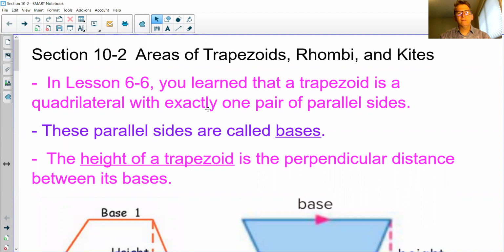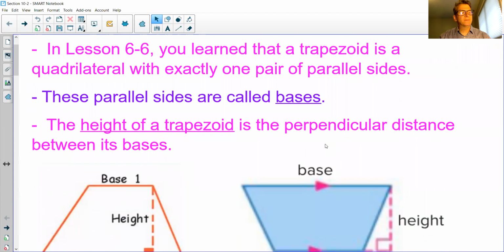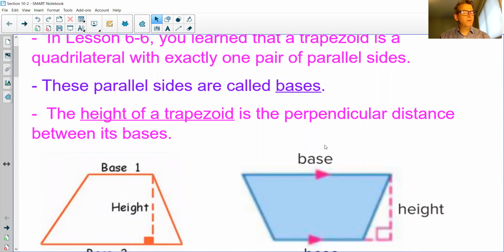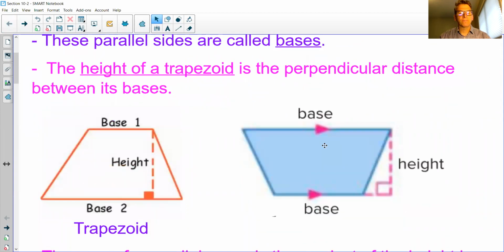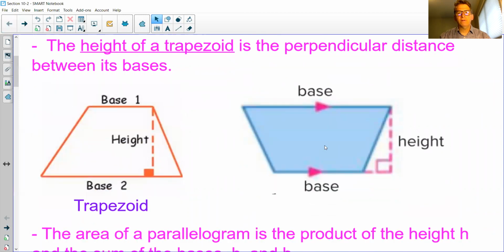In lesson 6.6, you learned that a trapezoid is a quadrilateral with exactly one pair of parallel sides. These parallel sides are called bases. The height of a trapezoid is the perpendicular distance between its bases. See a couple of the figures here.